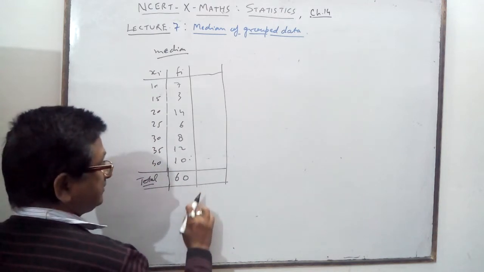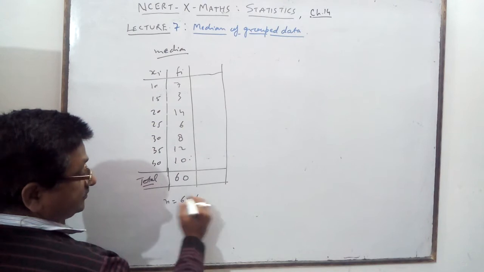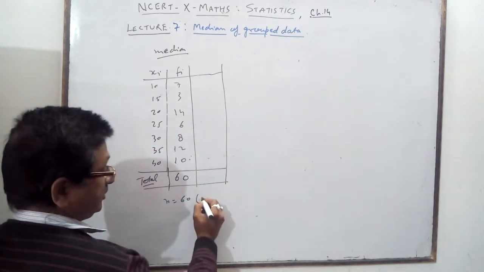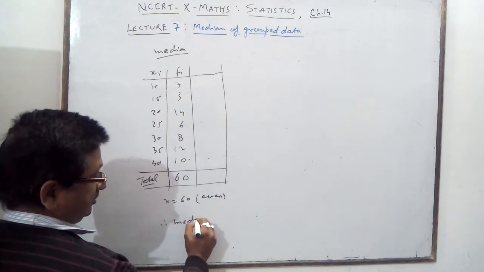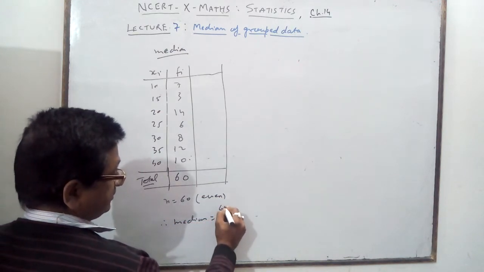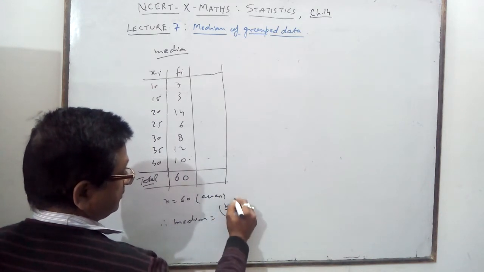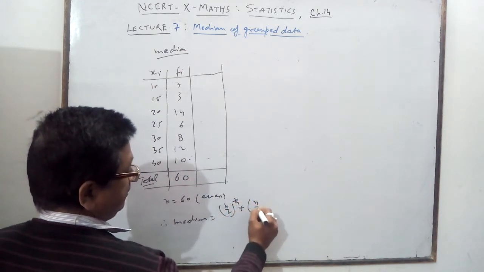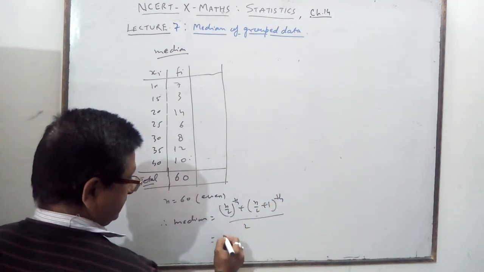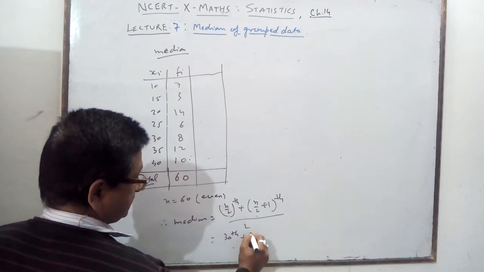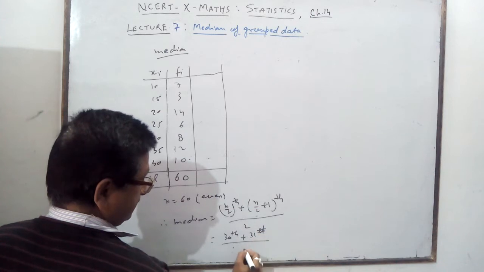So here n is given as 60. Is it even or odd? Even. Therefore the median is equal to the (n by 2)th place plus the (n by 2 plus 1)th place, divided by 2. That means the 30th place plus the 31st place, divided by 2.